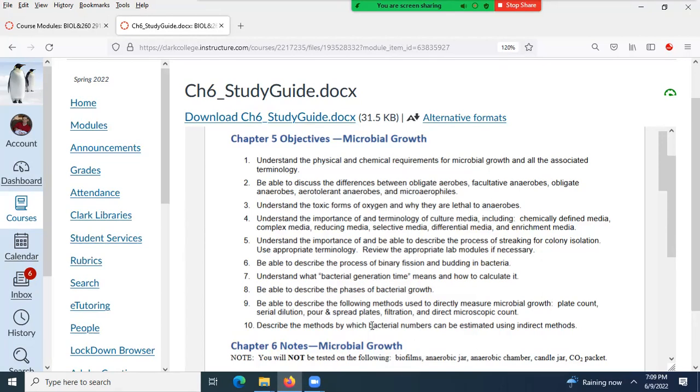Be able to describe the following methods used to measure microbial growth. We can measure the number of microbes by a plate count, also called a viable plate count, because this is the only method that allows you to distinguish between viable cells and dead cells. It uses a serial dilution, and then you either pour that dilution onto a plate or you spread it on the plate, and then you count the colonies that grow up. That's the plate count method.